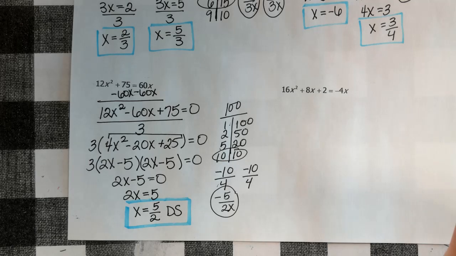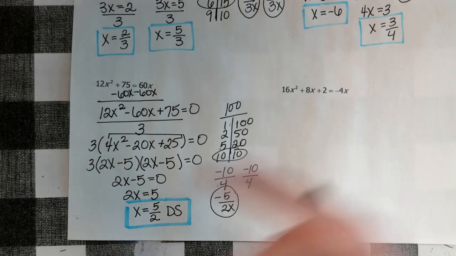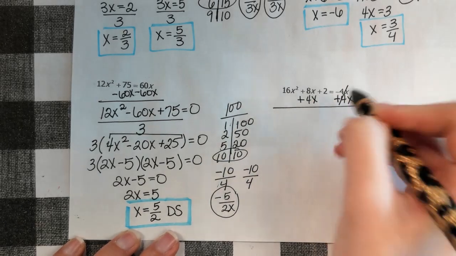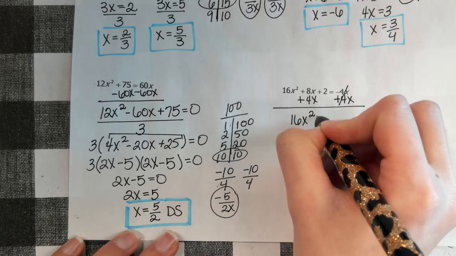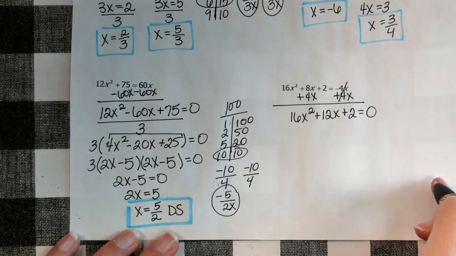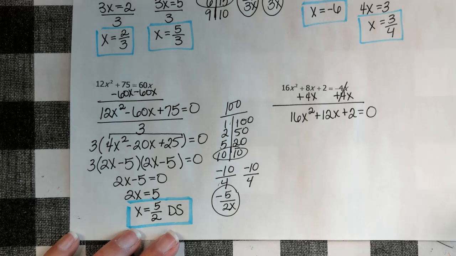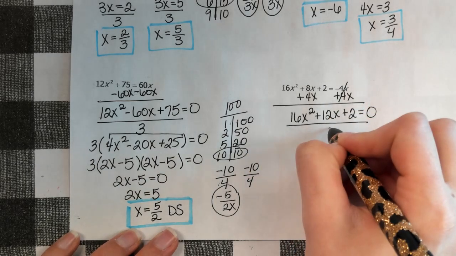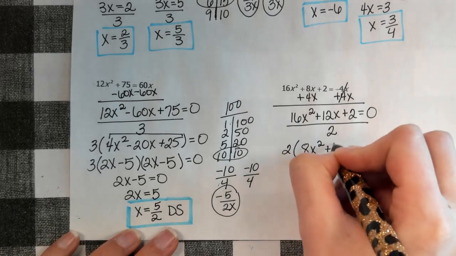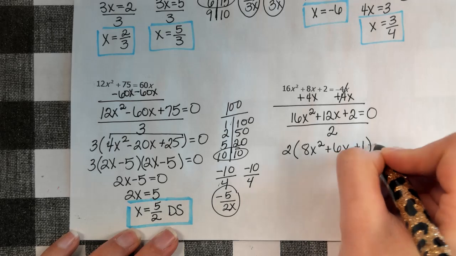Okay. So my last one. 16x squared plus 8x plus 2 equals negative 4x. What do I do with that negative 4x? Where am I going to put it? With its like term. So I'm going to add that 4x to the 8x. So 16x squared plus 12x plus 2 equals 0. What can I do with that? So that leaves me with 8x squared plus 6x plus 1 equals 0.